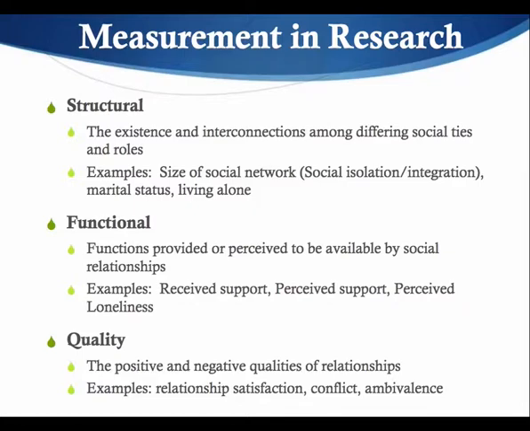So in looking to the research and the way in which it has been studied, we can see that it has been measured in also a variety of ways that can generally be categorized under three general headings. And so the first is referred to as structural aspects of social connections. So this gets at the existence of social ties and roles, and might include things like size of social network, social integration, marital status, living alone, in essence, the presence or absence of others in our lives.